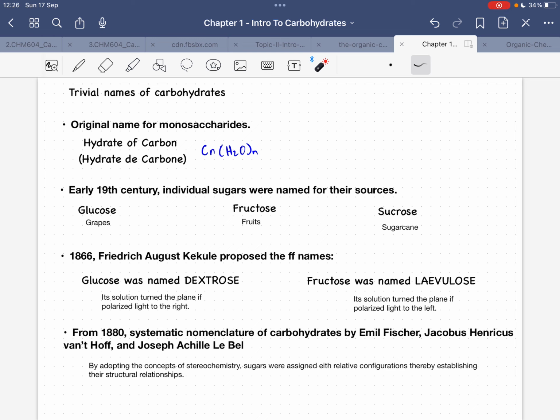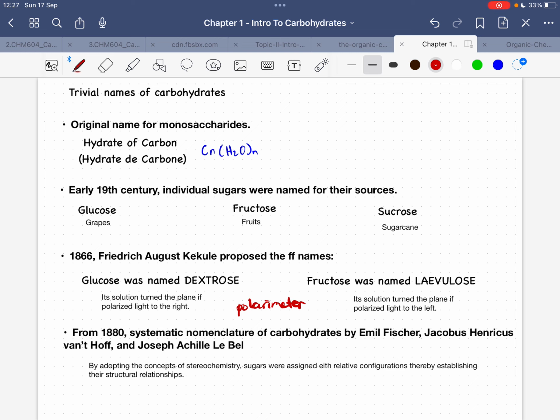And in 1866, which is part of the 19th century, August Kekule proposed names for glucose and fructose. His proposal is that glucose is named dextrose, whereas fructose is named levulose. Okay? Dextrose because when glucose is dissolved in water, as an aqueous solution, it will turn the plane of polarized light to the right in the polarimeter. Okay? If you are familiar, if you were taught this in your organic chemistry, you will know what I'm talking about.